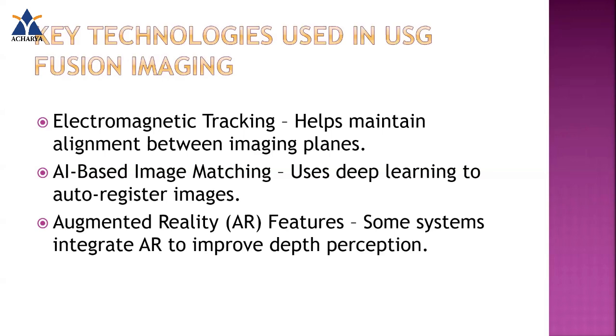The second one is AI-based image matching. It uses deep learning algorithms to auto-register images. And the third one is called augmented reality features, that is AR. It uses some systems to integrate and improve the perception.